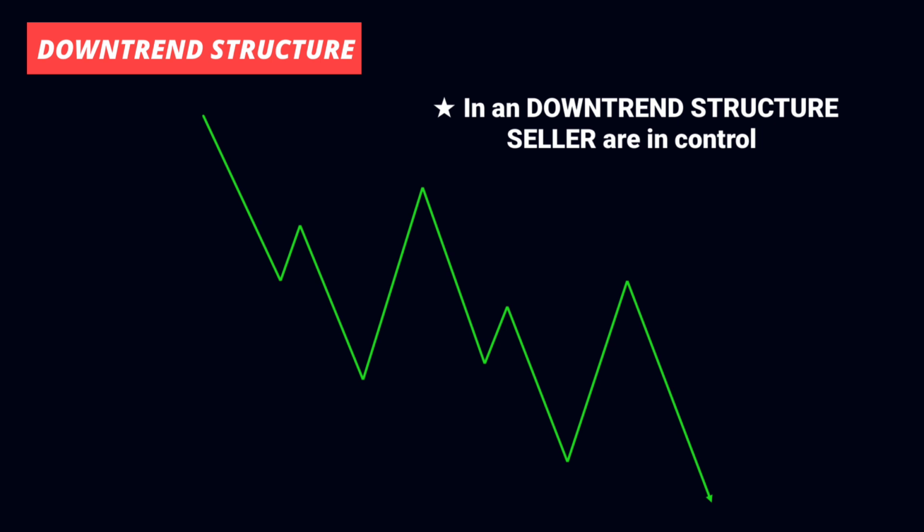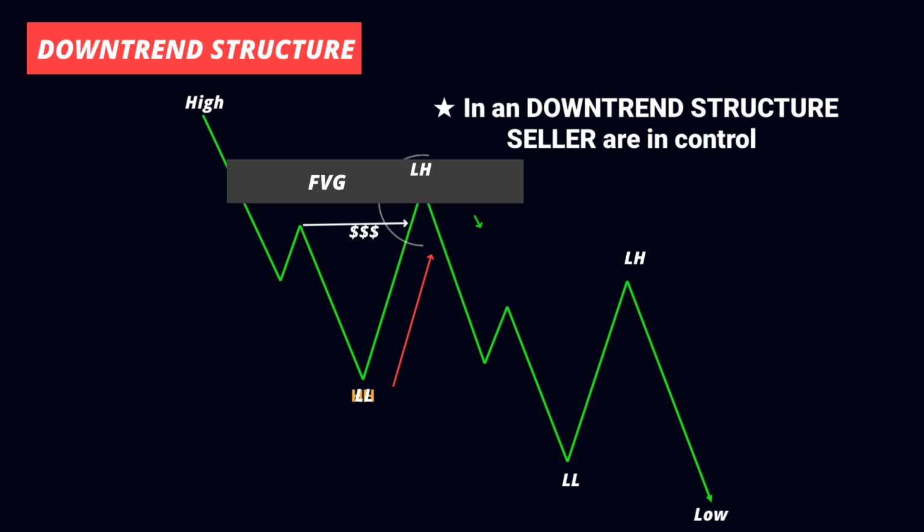Downtrend structure, sellers in control. Now let's flip it. In a downtrend, price keeps breaking down, forming lower lows and lower highs. Sellers are in full control, and every rally is just a chance to go short again.